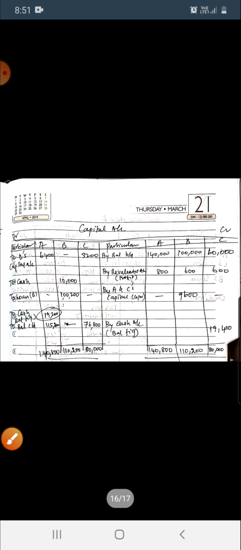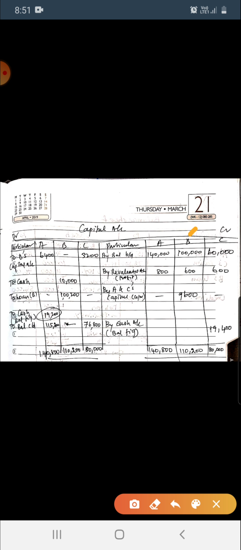So after recording this, try to balance the accounts. First we'll wind up B's account. For B's account, if you total it, we'll get 1,10,200. So here, after the cash to be paid 10,000, if you balance it, we'll get 1,02,000, that will be shown as B's loan account or loan to B.